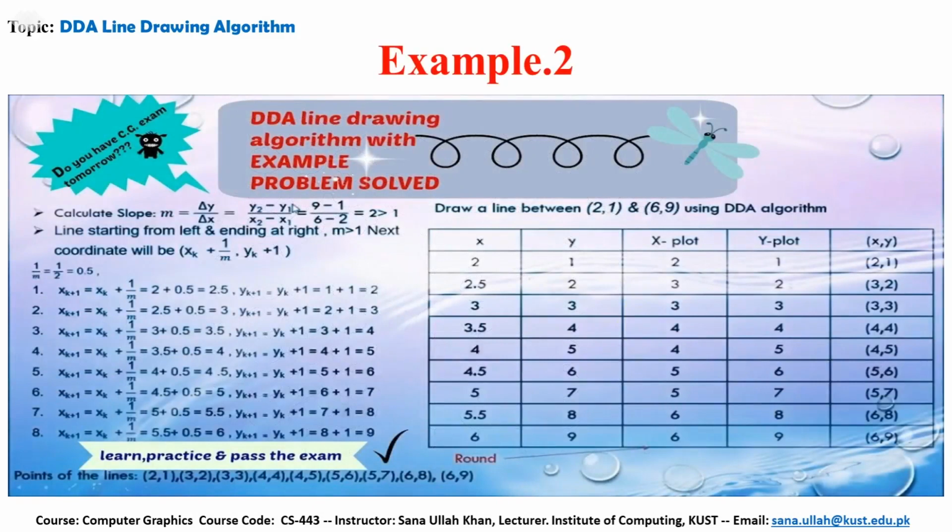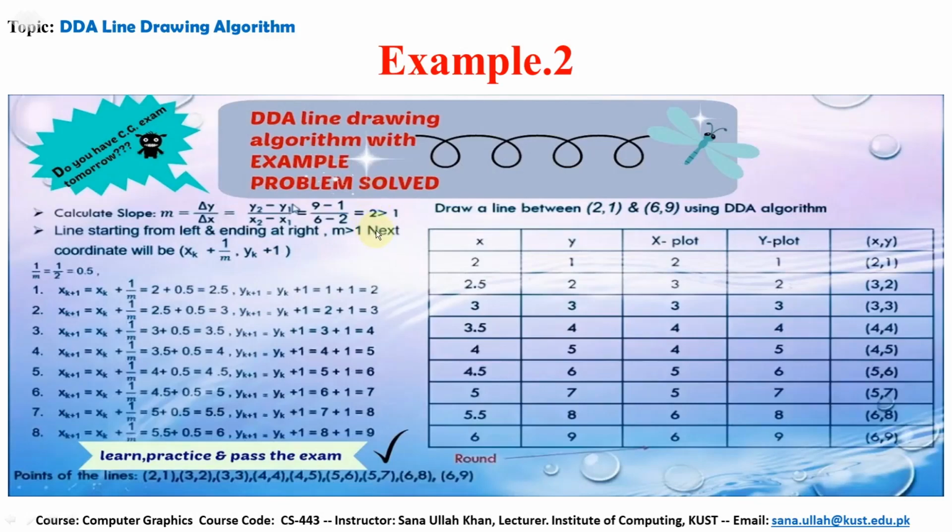So this is the second example. Draw a line between (2, 1) and (6, 9), that is x initial value, y initial value, x final value, y final value, using the DDA algorithm. First of all we want to calculate the slope, which is equal to delta y divided by delta x. Delta y is y2 minus y1 divided by x2 minus x1. So y2 means 9, the end value, minus y1, 1, divided by 6 minus 2, which is 2.